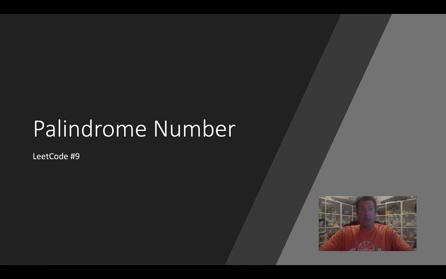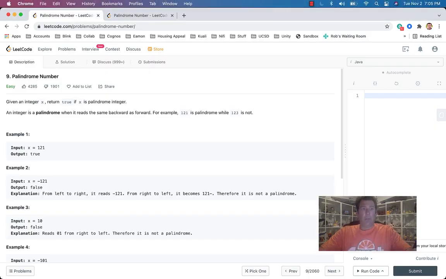So today we're going to be looking at Palindrome Number, which is LeetCode number 9. Palindrome Number states that given an integer, x, return true if x is a palindrome integer. Well, what is a palindrome? A palindrome is an integer that reads the same backward as forward. For example, 121 is a palindrome, while 123 is not. So let's go through the examples.